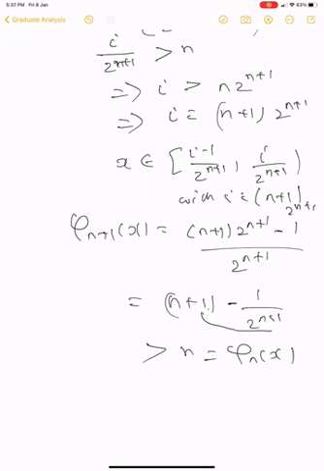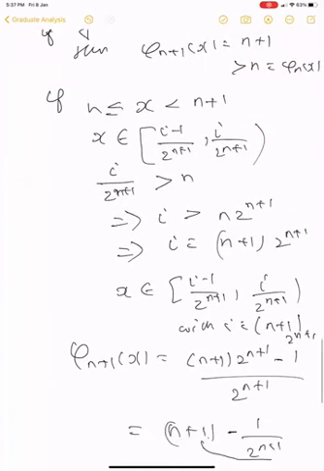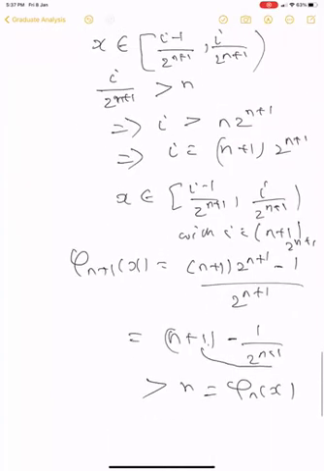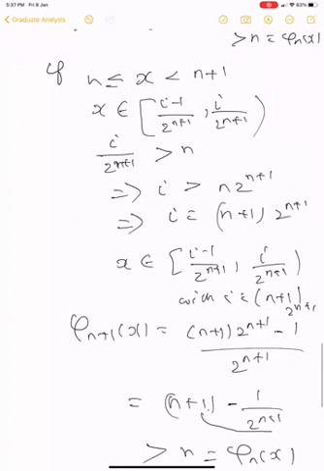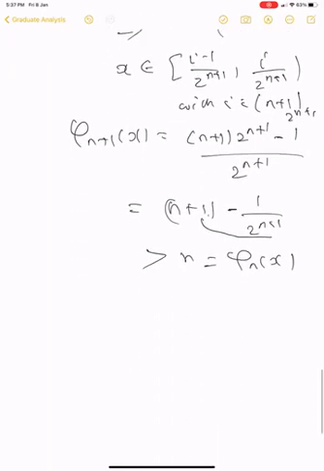Is this clear? Did I go fast? I have just verified, using whatever we have defined, the definition, that it's increasing. Okay, I have written all the details. You can pause the video and look at it, or if I send the file, then you can directly do that. Okay, now phi n is increasing.